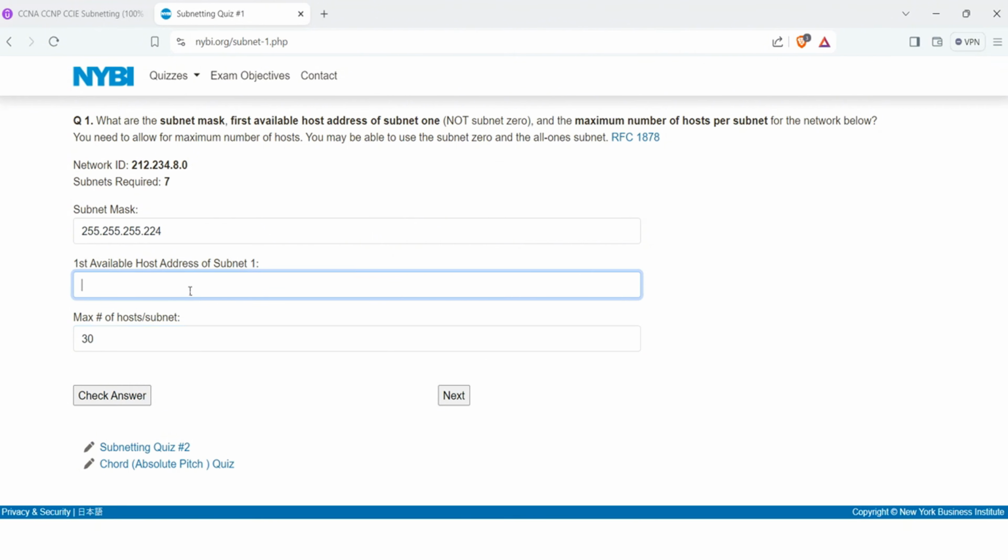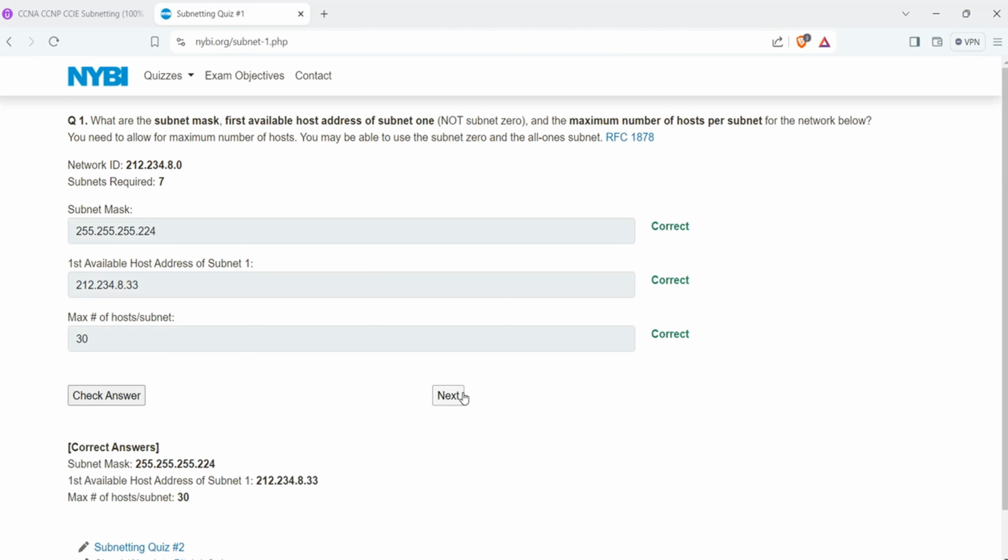Okay, now what is the first host of subnet 1? What is subnet 1? What is subnet 0? Well, the value of the last bit that I borrowed is a 32, which means my jump start is a 32. 0, 32, plus 32, 64, and 96. Subnet 0 is 0. Subnet 1 is 32. So I'm looking between 32 and 64. So what is the first host? 33. 212.234.8.33. And let's go ahead and check answer. See that? Okay, let's go next.